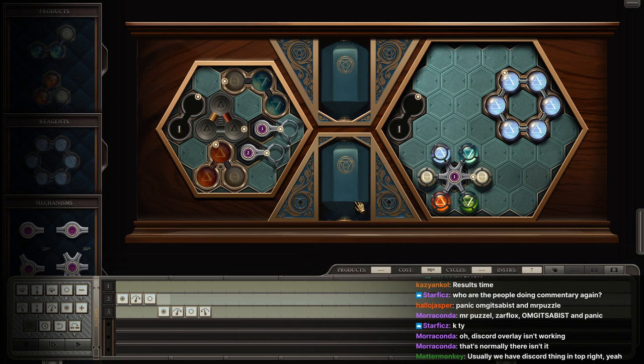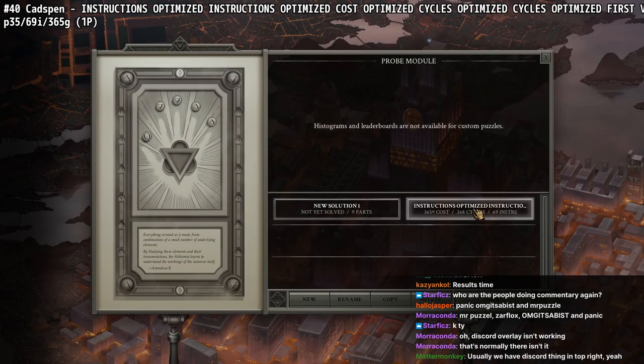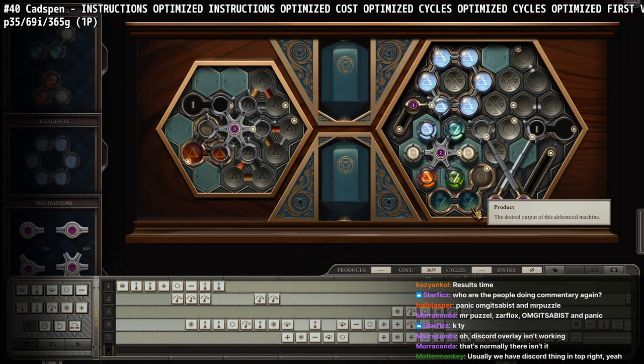So let's see. P can actually stand for products per. Right, yeah. Which, let's see, we'll do CAD spin first. What place are you optimized, starting with?